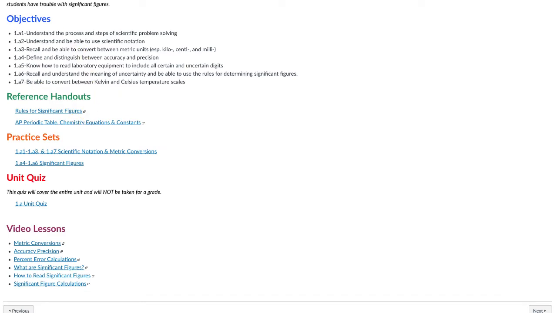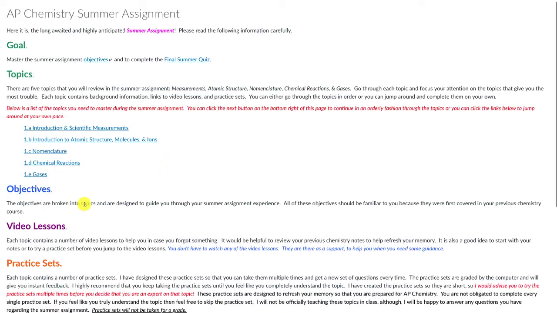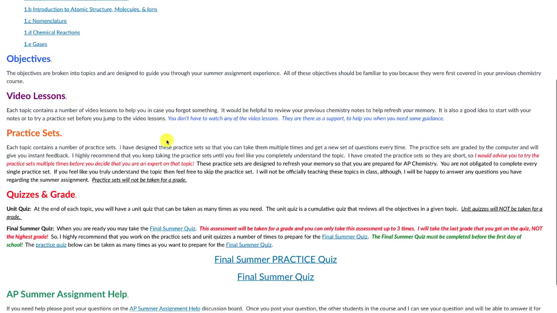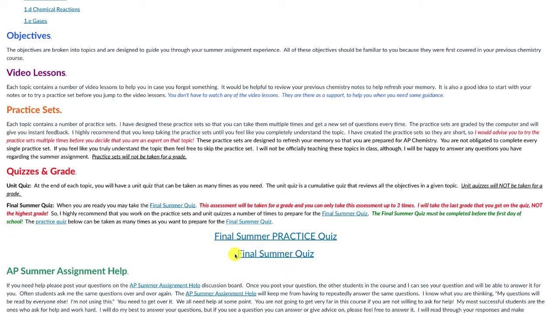That's pretty much the breakdown of each of the units. Okay, so each unit is going to have that. You're going to have objectives, video lessons, practice sets, and a unit quiz in each one of those. And then when you're ready and you're finished, you can go ahead and take the final summer quiz.